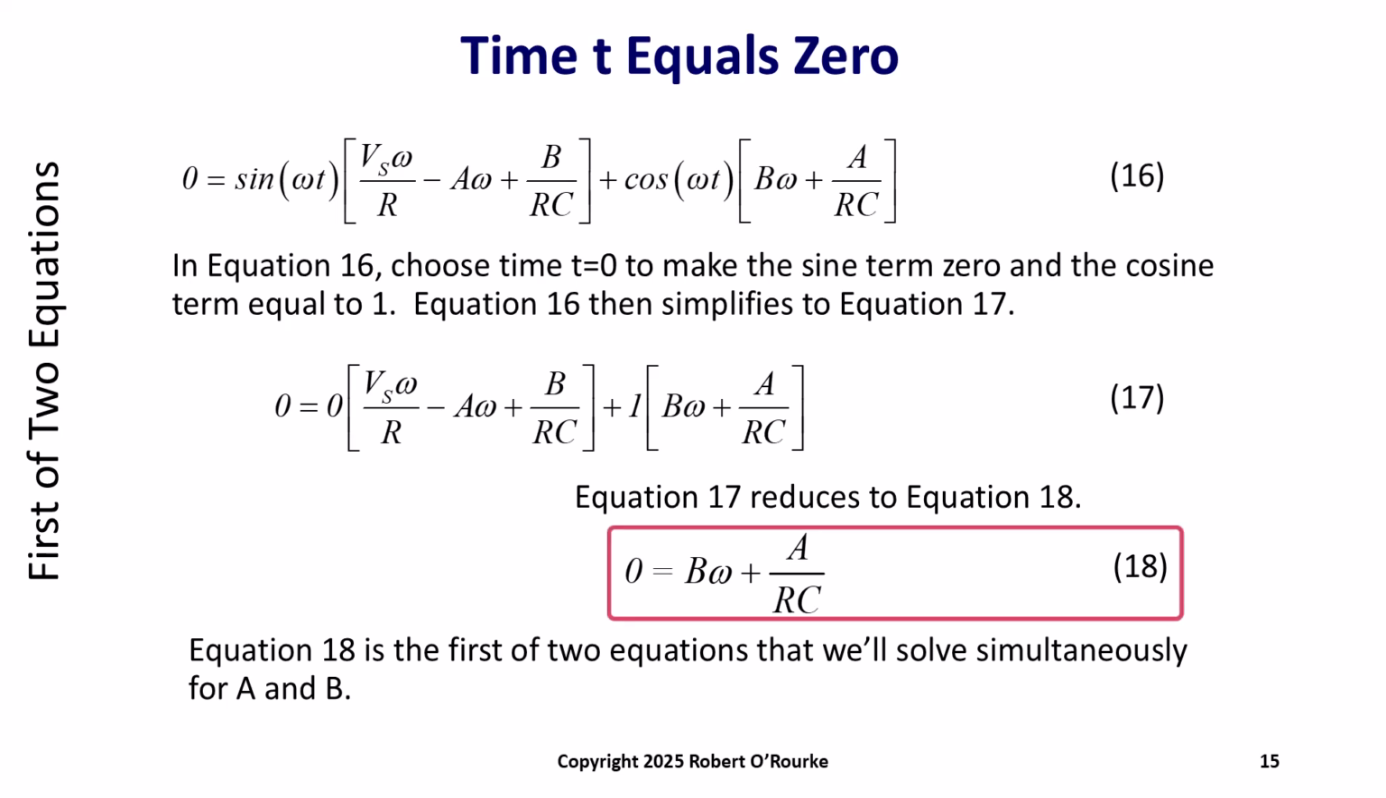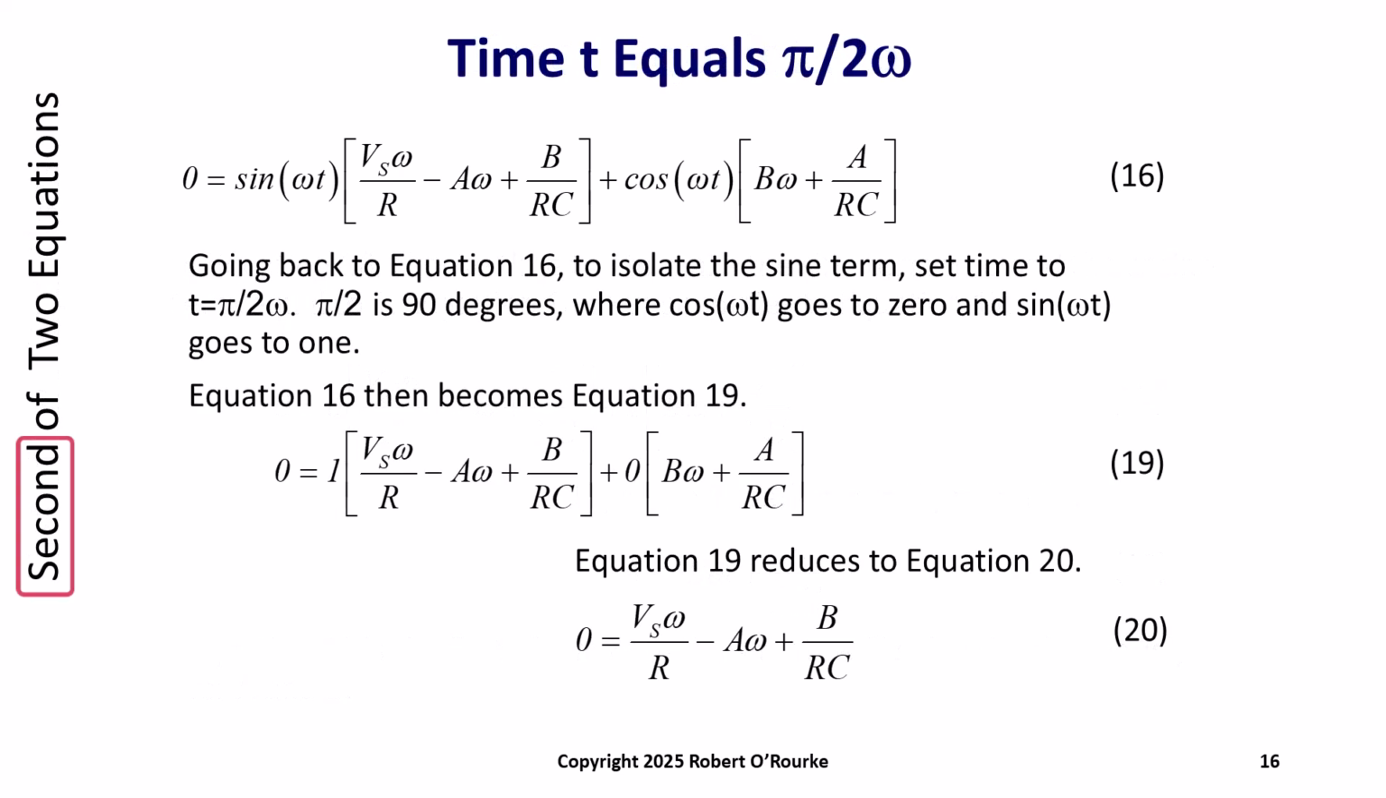The resulting equation 18 is the first of two simultaneous equations that we will use to solve for A and B. For the second simultaneous equation, go back to equation 16. Now set time t equal to pi over 2 omega. This makes omega times t equal to pi over 2, 90 degrees, where cosine equals 0 and sine equals 1. We see the sine term equal to 1 in equation 19. The cosine term equals 0 in equation 19.